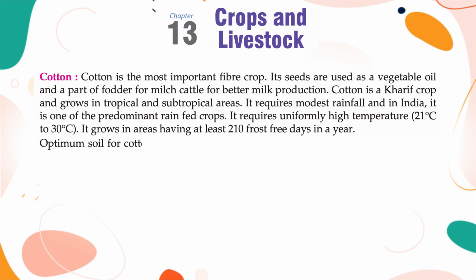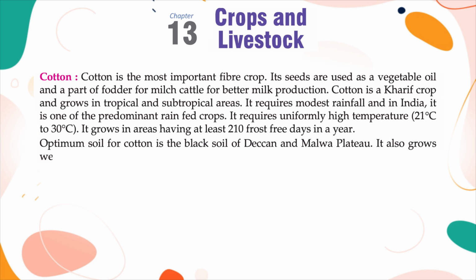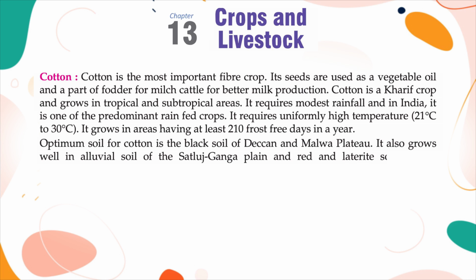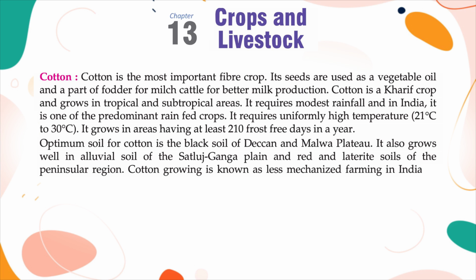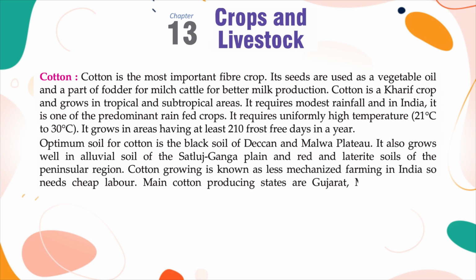Optimum soil for cotton is the black soil of Deccan and Malwa Plateau. It also grows well in alluvial soil of the Satluj-Ganga plain and red and laterite soils of the peninsular region. Cotton growing is known as less mechanized farming in India, so needs cheap labor. Main cotton producing states are Gujarat, Maharashtra and Andhra Pradesh.